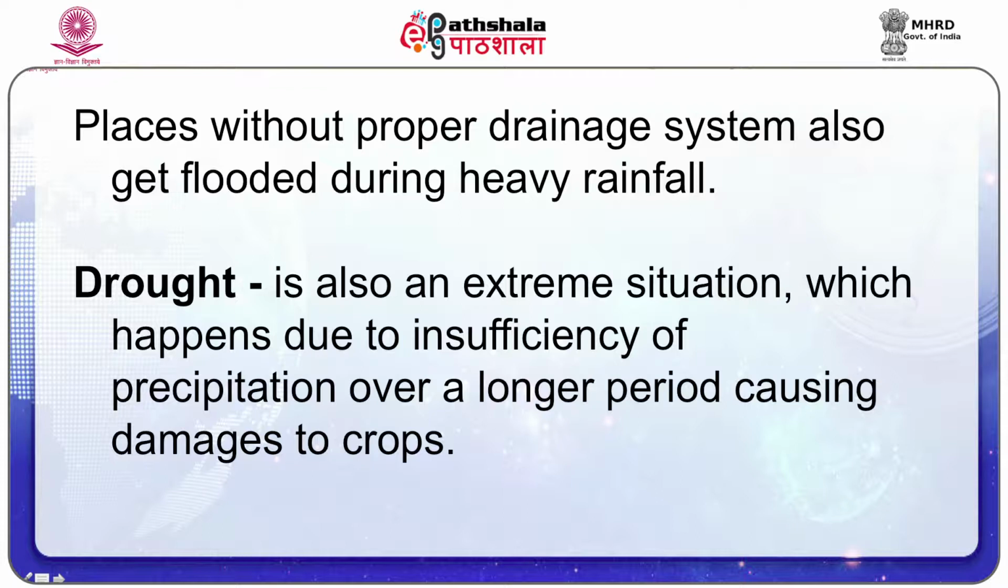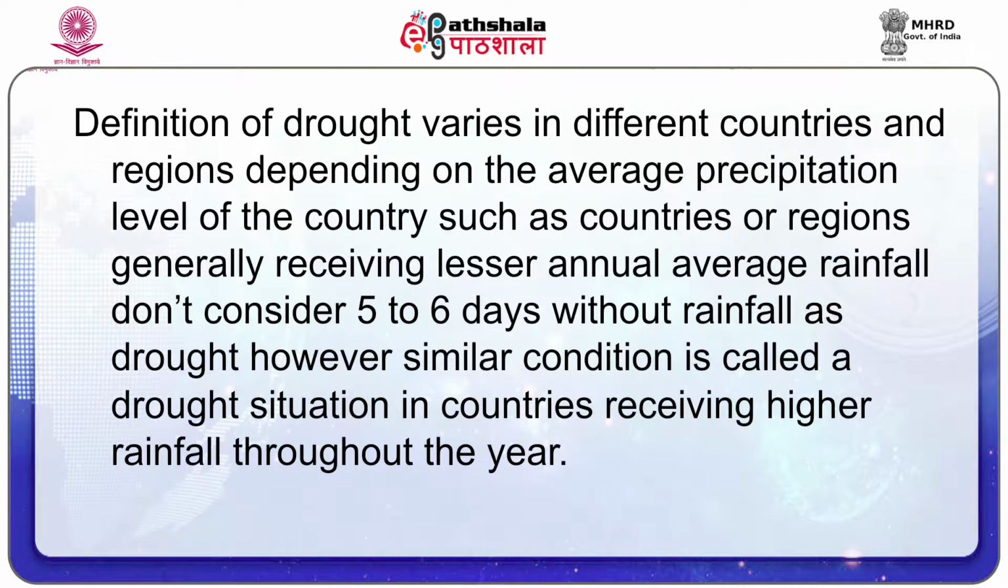Drought is also an extreme situation which happens due to insufficiency of precipitation over a longer period, causing damage to crops. The definition of drought varies in different countries and regions depending on the average precipitation level of the country. Countries or regions generally receiving lesser annual average rainfall don't consider 5 to 6 days without rainfall as drought. However, a similar condition is called a drought situation in countries receiving higher rainfall throughout the year.